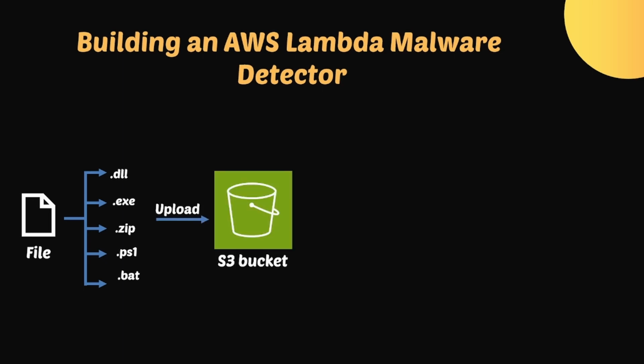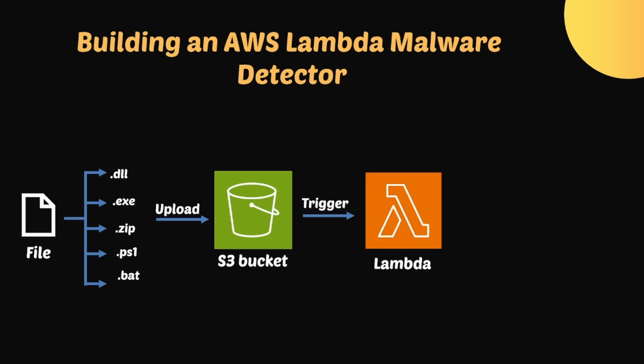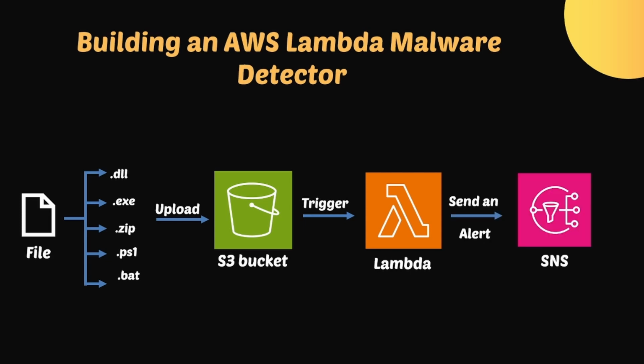Okay. So if an intruder manages to access our S3 bucket and uploads a malicious payload, in this case, our Lambda function will spring into action. Not only will it detect the threat, but it will also promptly notify our security team via the SNS service, that is Simple Notification Service. So it will send an alert to our security team. This is what we're gonna implement in our AWS lab environment.